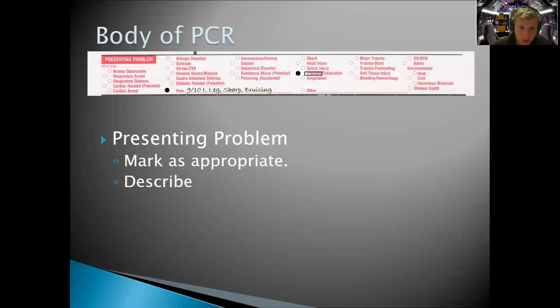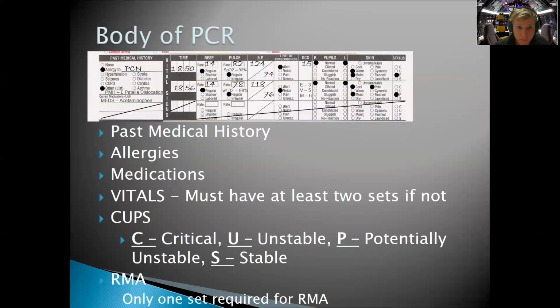Body of the PCR includes presenting problems. So for this patient in particular, we have 9 out of 10 left leg sharp bruising pain. And also we bubble in the fracture and circle that. So there's an array of different types of presenting problems. So go through that, make sure you bubble in all that apply for your patient.